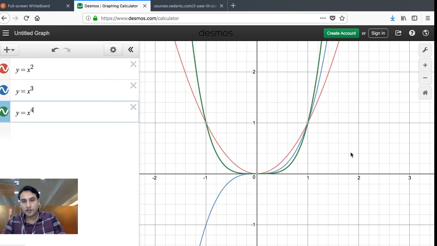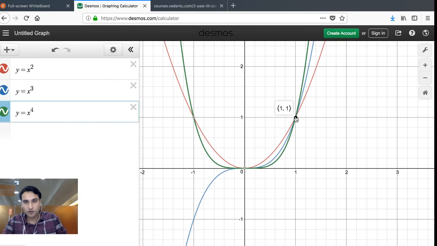Okay? Look at this very, very carefully. This is x is equal to 1. As you go to the right of 1, as x is greater than 1, then higher the power, higher the value. X to the power 4 is higher than x cube, then x square. Okay? But between 0 to 1, what happens? X square is higher than x cube, then x to the power 4. Then which is greater between 0 to 1? X square, then x cube, then x4. Here x4, x cube, x square.